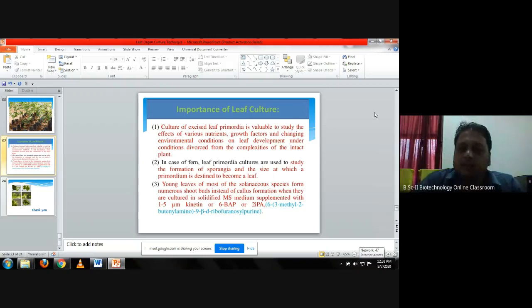Then young leaf of most of the Solanaceae species. Solanaceae means whatever you are using, brinjal, tomato, and potato. These belong to Solanaceae species. They form numerous shoot buds instead of callus when they are cultured in solid MS medium. Means if you are culturing the leaf, without forming callus, they will produce numerous small shoots. So they will use this method to produce the plantlets. These are the importance of the leaf culture.